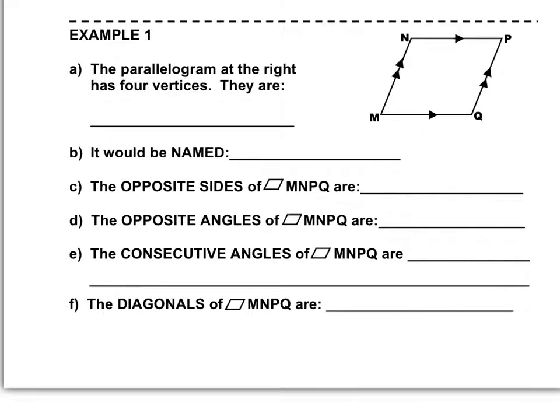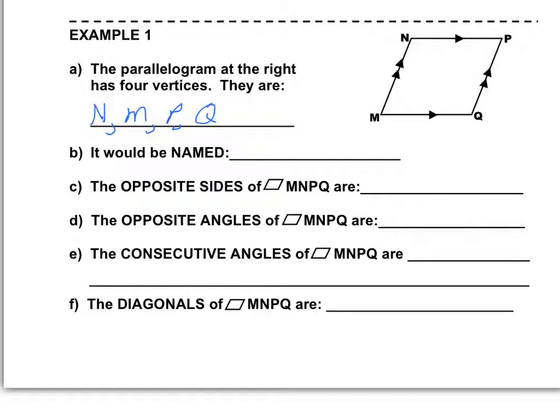They say the parallelogram at the right has 4 vertices, and it wants us to name those 4 vertices. These are just points, so there's no special symbol. What are our 4 vertices? We've got N, M, P, and Q. Those are the 4 vertices. I usually try to do alphabetical order as much as possible. I messed that up. It should be M, N, P, Q, but whatever. It's not crucial. It doesn't make the problem wrong or anything like that.